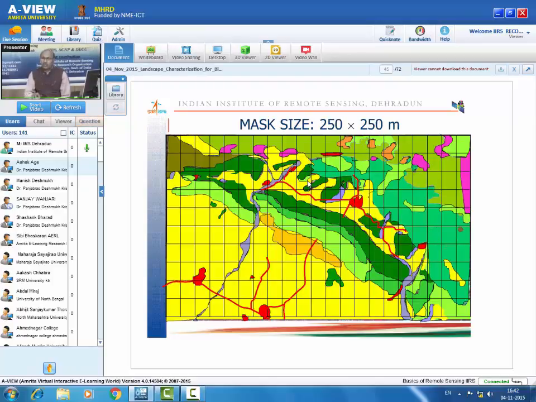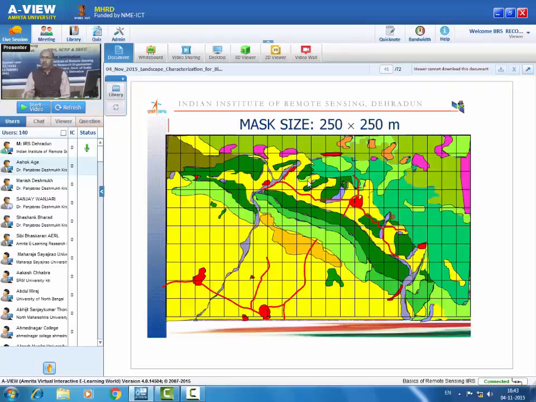So let us say in green areas here on the right side, you see there is a single patch in 250 meter by 250 meter. There is only one patch. If you move towards Dehradun, let us say this side here, within 250 by 250 meter, you have a road, you have agriculture, then you have a forest. That means three types of land uses are here. If you go further, you will find more.